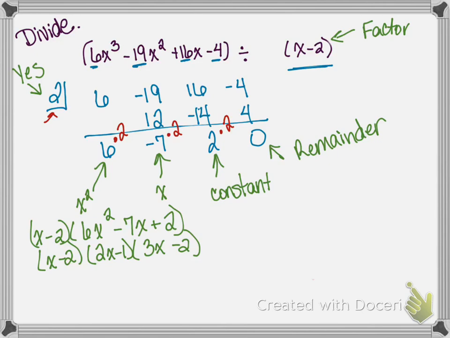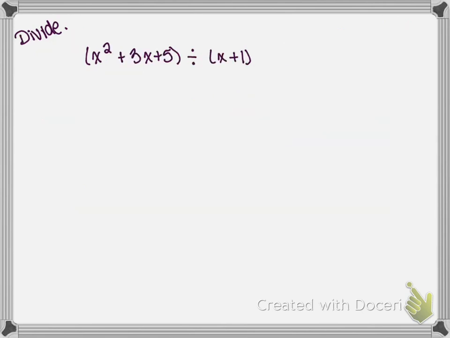Can I go to the next screen? We've already done this one. We've already divided x squared plus 3x plus 5 by x plus 1. We've already done that division. We know it doesn't work and we have a remainder. But I want to show you what it looks like using synthetic division. If this is my factor, what do I put in my box? Good, negative 1. Then I have a coefficient of 1.